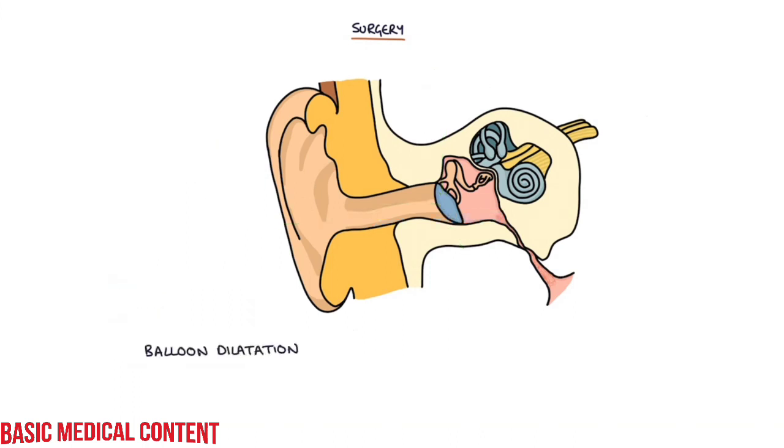Balloon dilatation Eustachian tuboplasty involves inserting a deflated balloon into the eustachian tube, inflating the balloon for a short period, for example 2 minutes, in order to stretch the eustachian tube, then deflating the balloon and removing it. Essentially, a balloon is used to stretch the eustachian tube. This is usually done under a general anaesthetic.